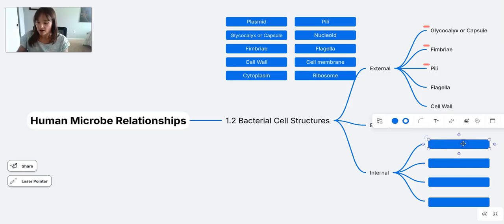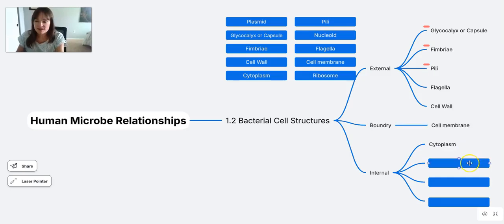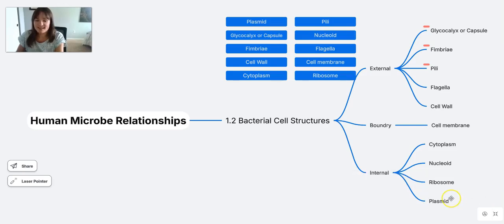Make note. Okay, internal structures that you might find in a bacteria: the cytoplasm, the nucleoid, the ribosome, and the plasmid.